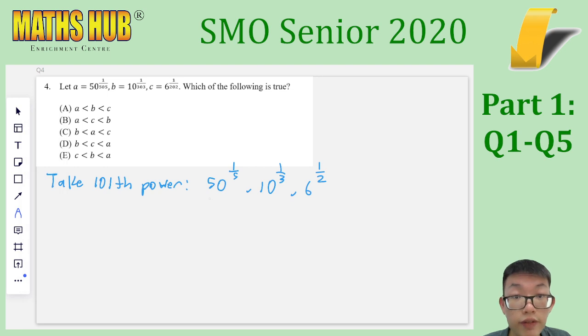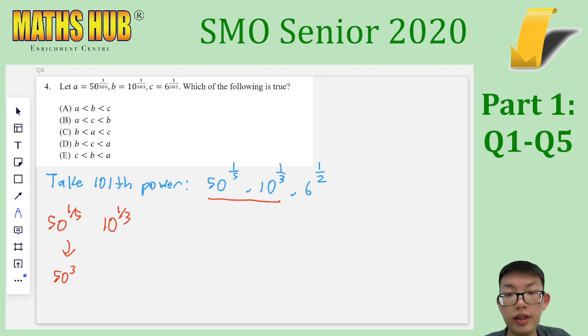So we'll start with comparing the first two. The first two, we can raise it simply to the 15th power, which would make it into 50 cubed, and 10 to the power of 1/3 would become 10 to the power of 5 respectively. So these are the 15th powers, and these two are not very difficult to calculate at all.